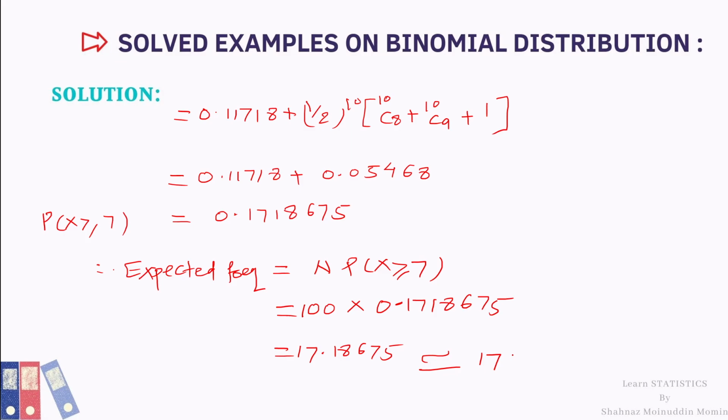For that, we learn some conditions, and depending on those conditions, we solve the numerical examples on binomial distribution. I hope the students understand all the examples. If a student has some query, then please write in the comment box. I will resolve your query as soon as possible.